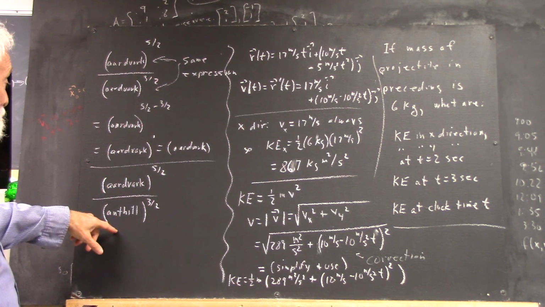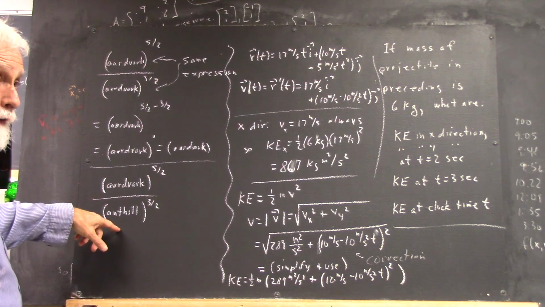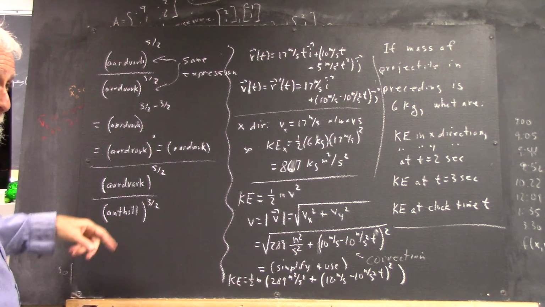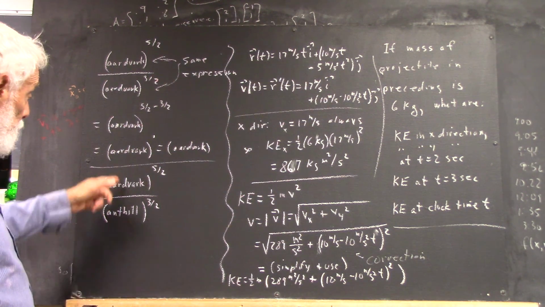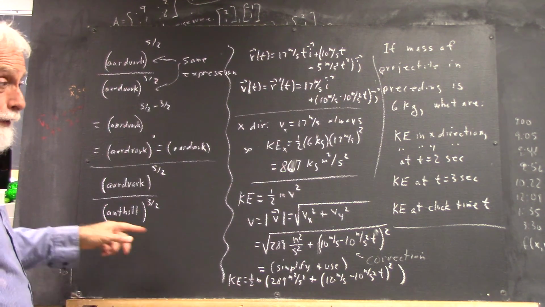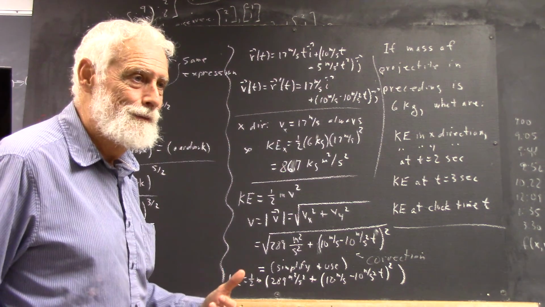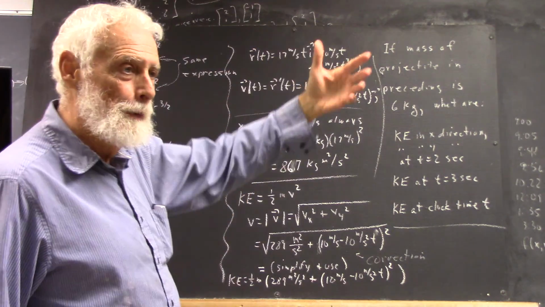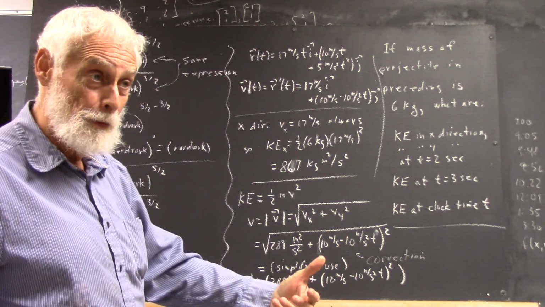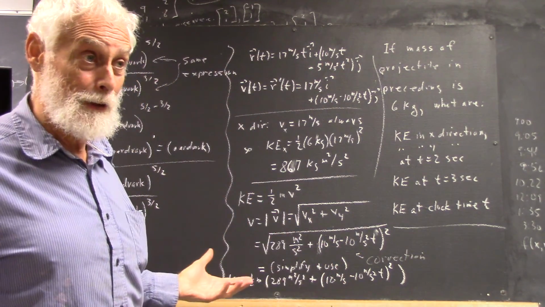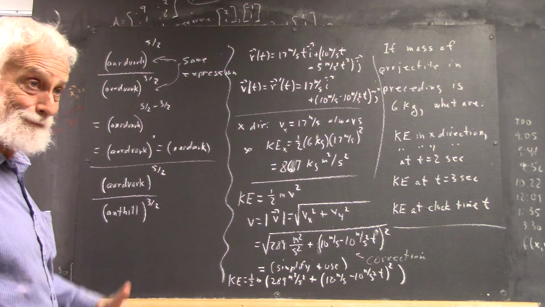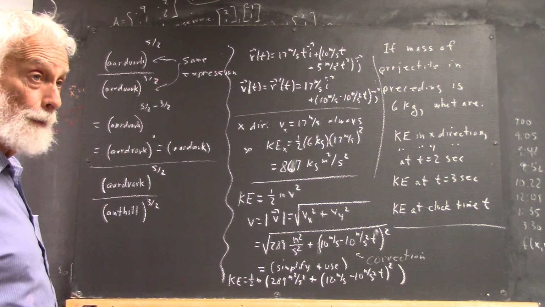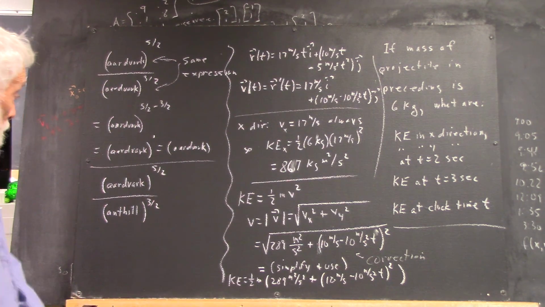Okay. So you've got aardvark to the 5/2 over anthill to the 3/2, right? Anything you can do with that? You can't subtract exponents because they're different expressions. The law says if you've got a over a, a to an exponent over a to another exponent, then you subtract the exponents, right? Well, it's the same expression, numerator and denominator, so you can't do that here. So any idea what you might be able to do?